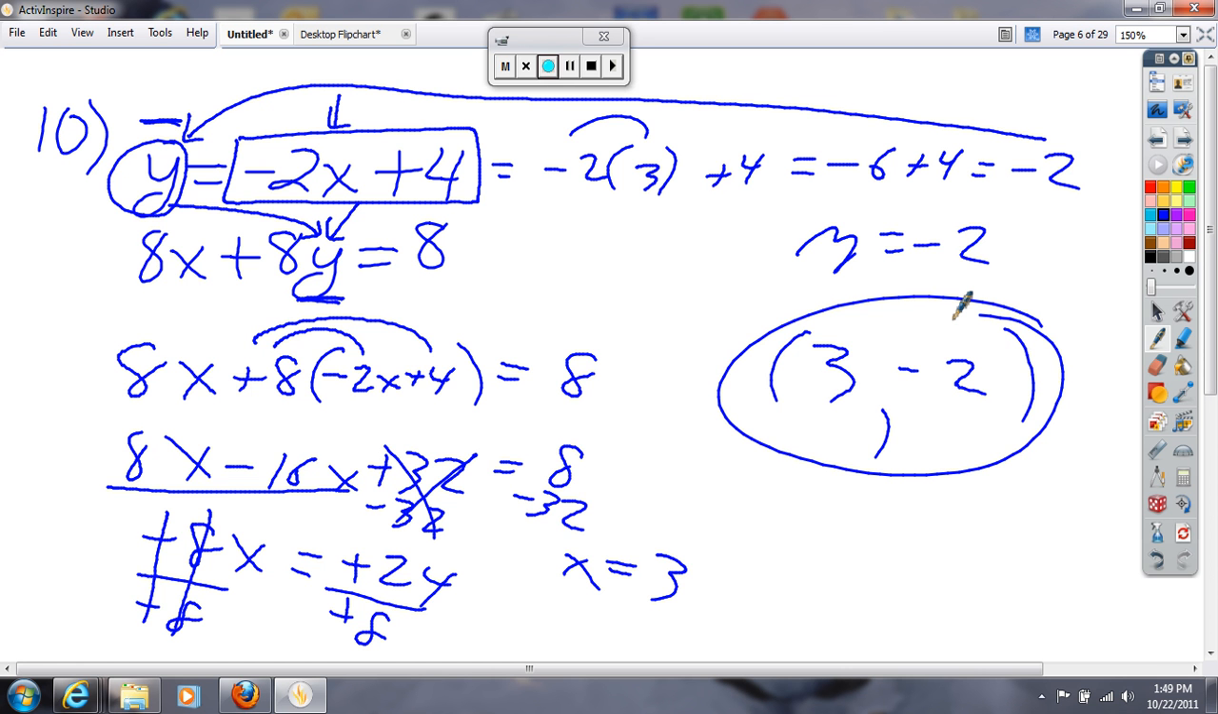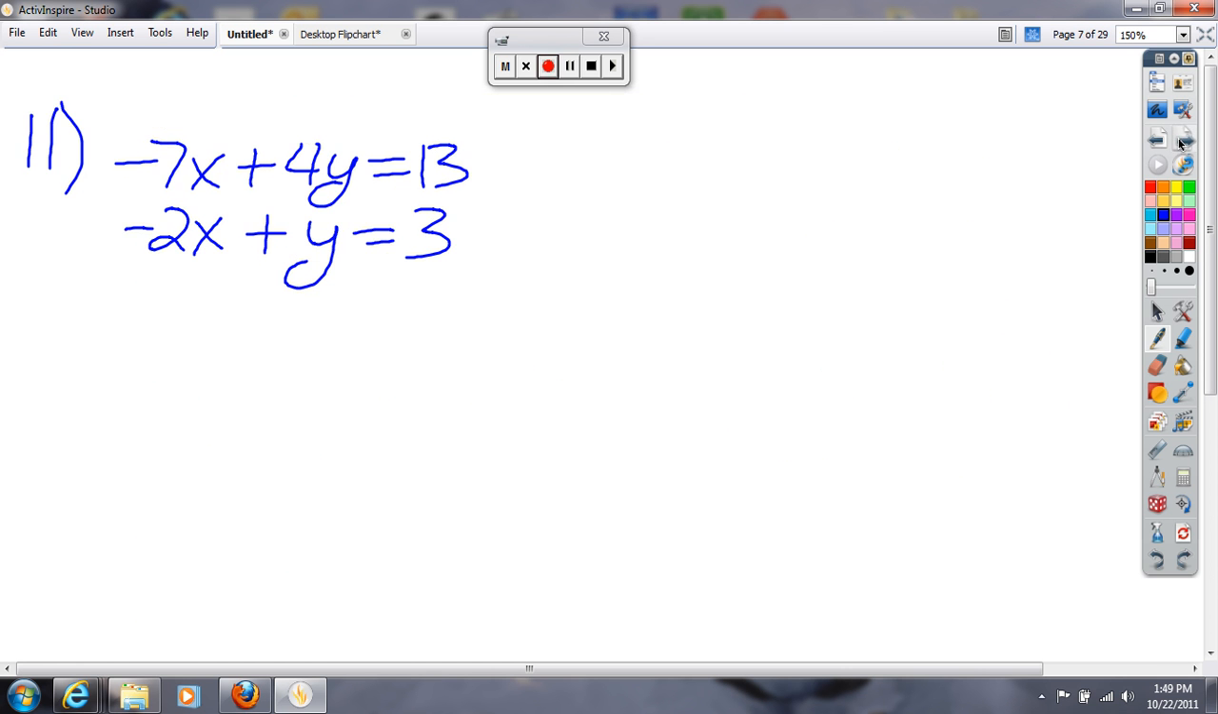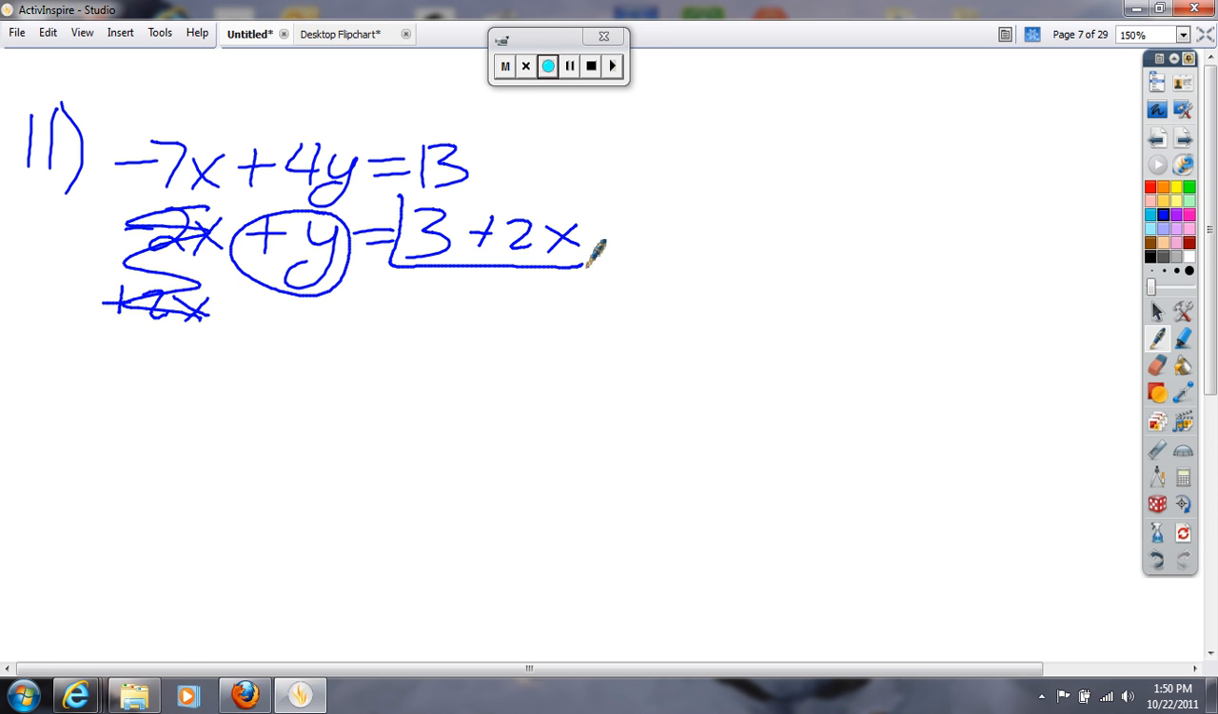That's problem number 10. Problem number 11 is here. Now, it's still substitution. But on substitution here, I have to get a letter by itself because I don't have one. The letter I want by itself is this y. I want the letter that has a 1 in front of it. The only letter with a 1 in front is this y. So I'm going to take the negative 2x in front, I'm going to add 2x, so they're going to cancel, and I'm going to add 2x over on this side. The 2x's cancel, and I now have y equals 3 plus 2x.